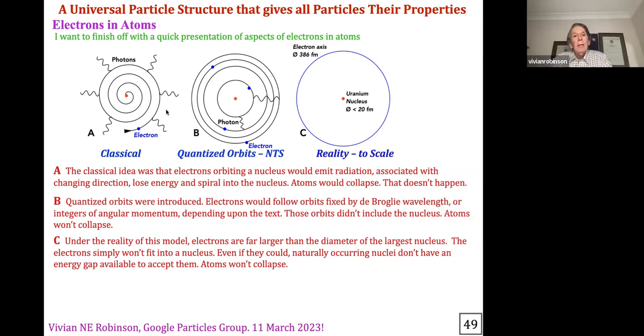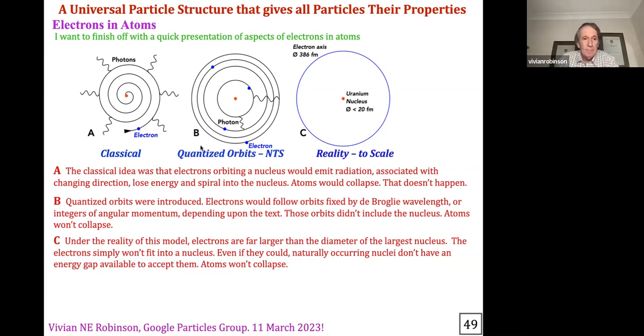So in order to overcome that, it was postulated that orbits are quantized, and they were quantized, depending on which books you read. They're fixed orbits following fixed de Broglie wavelengths or integers of angular momentum. The orbits don't include the nucleus, and because they're fixed, they don't have to emit photons to change their direction. The nucleus won't collapse, problem solved.